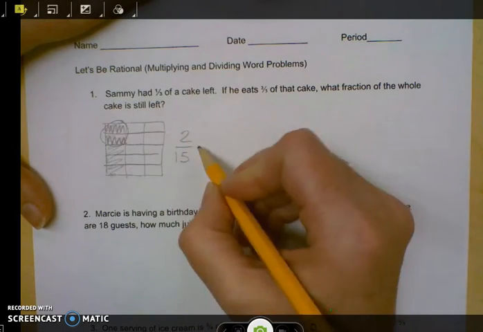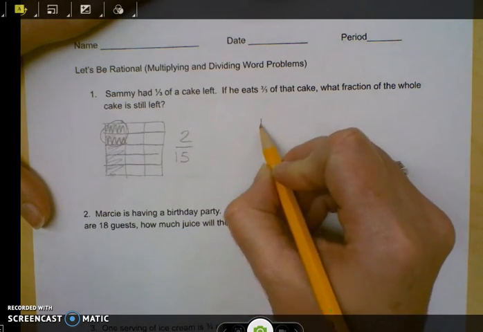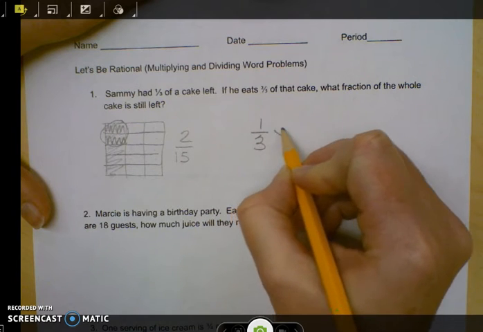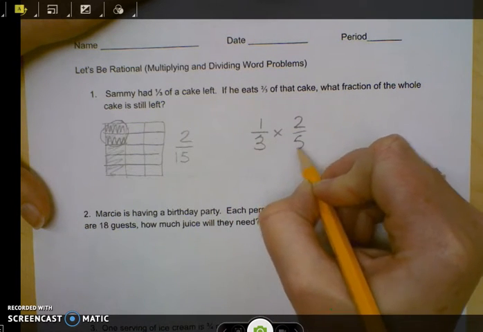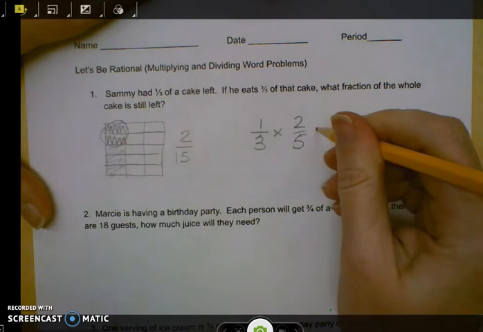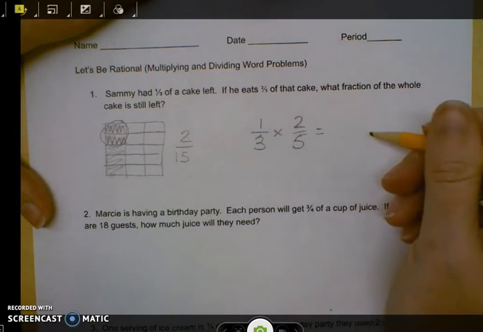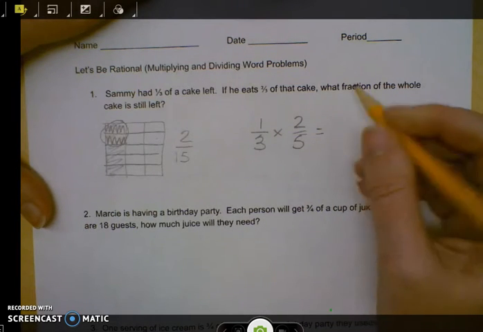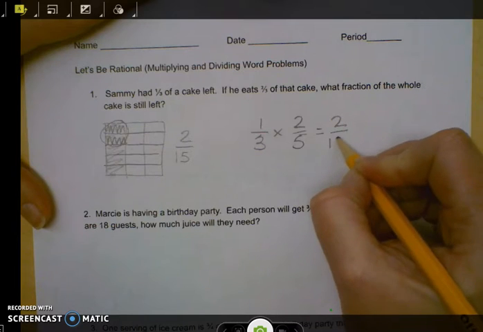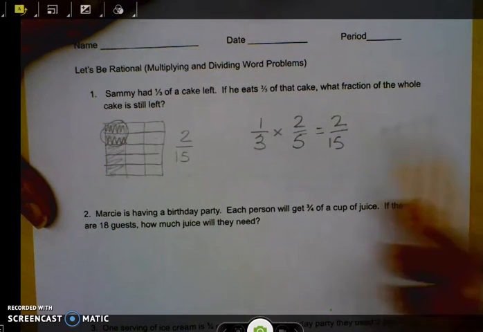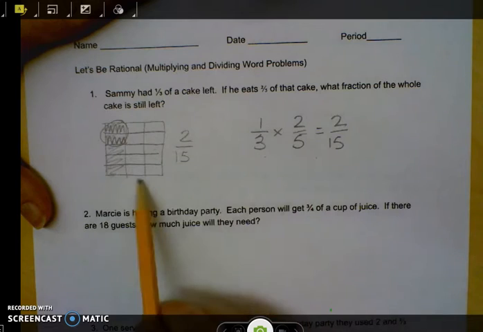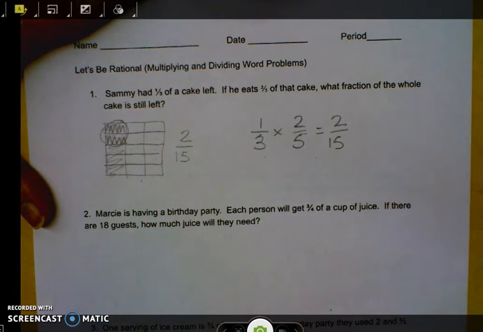If you feel comfortable with that, you might be ready to think about the fact that 1/3 times 2/5 is a fraction times a fraction. If we're multiplying, we do numerator times numerator, denominator times denominator, and the answer is still 2/15. So with the multiplying algorithm and the picture, we see that the answer is 2/15.